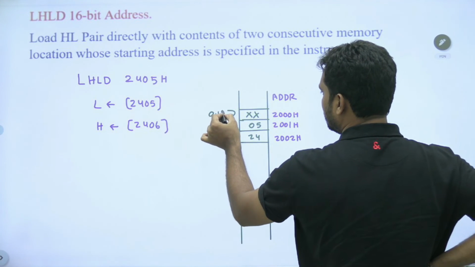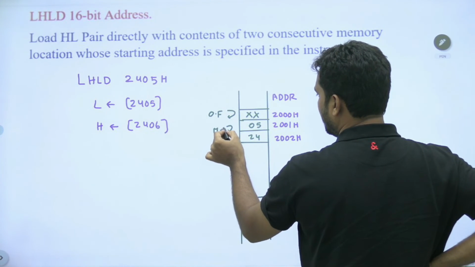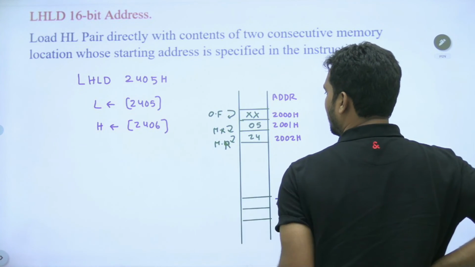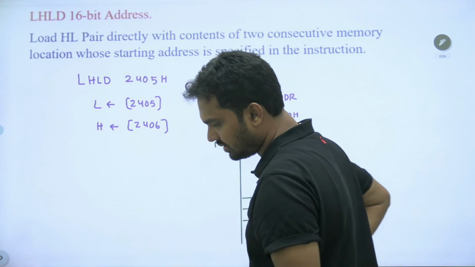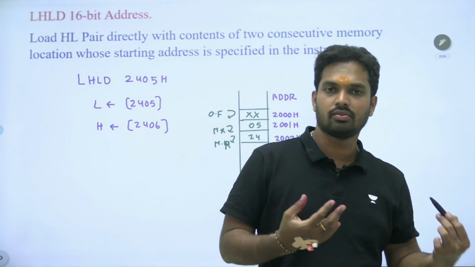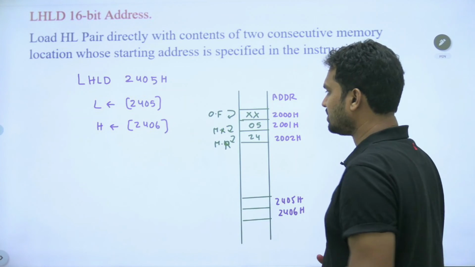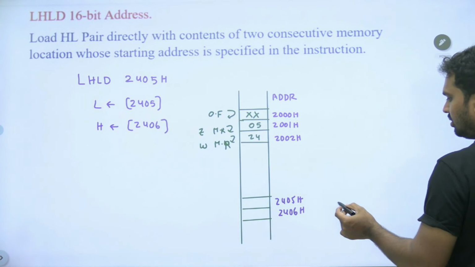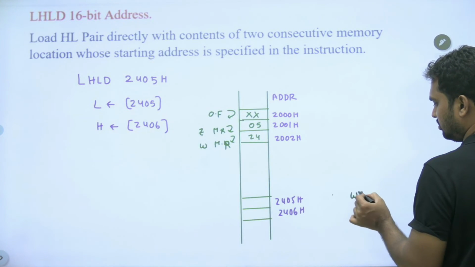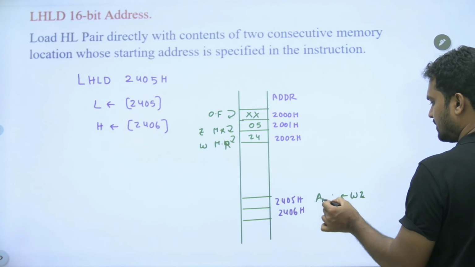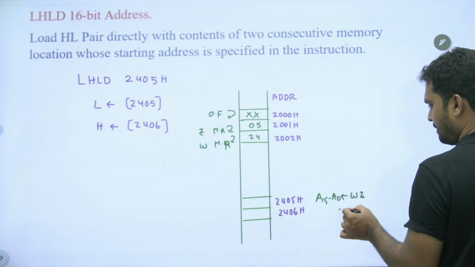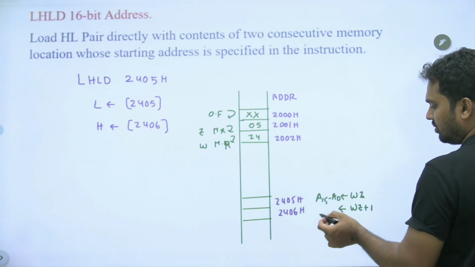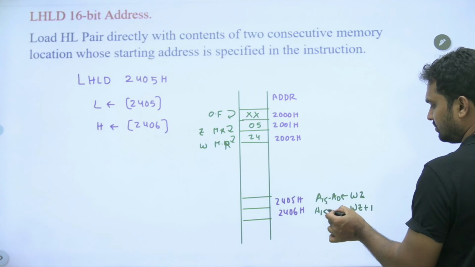opcode fetch it will do, then it will do the memory read. After opcode fetch, the computer understands it is an LHLD instruction, then automatically the next 2 bytes it will copy to the temporary registers W and Z. Now WZ will be given to the address bus. Then WZ plus 1 will be given to the address bus.